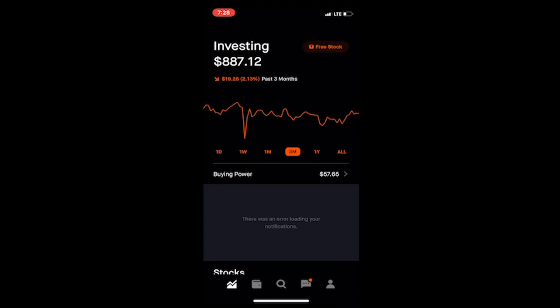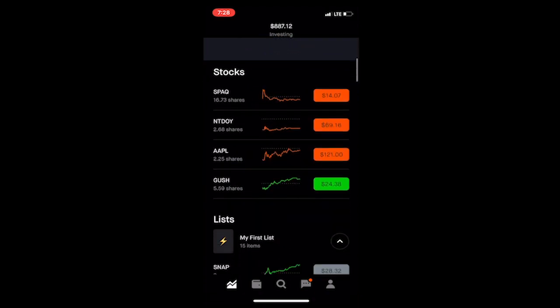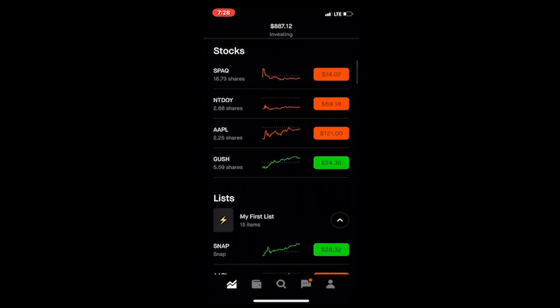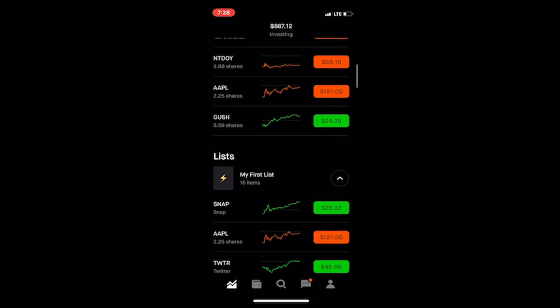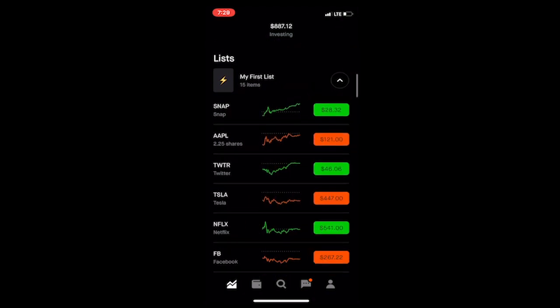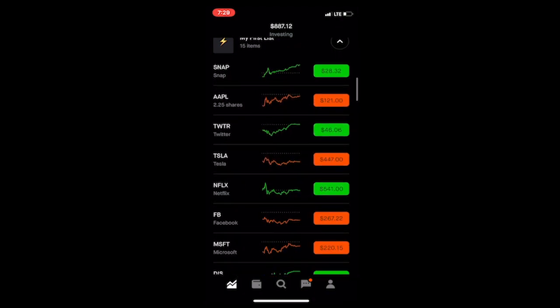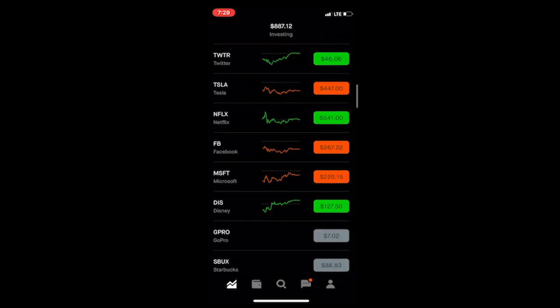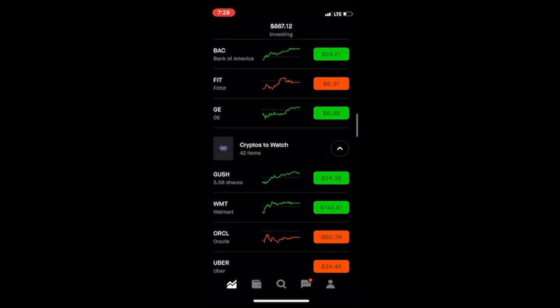Here you can see all the types of stocks I've invested in, and below that is a list curated by Robinhood of potential stocks to purchase. Now Robinhood lets you create lists so you can look at how stocks you're interested in are performing before you want to make a purchase to invest in them.